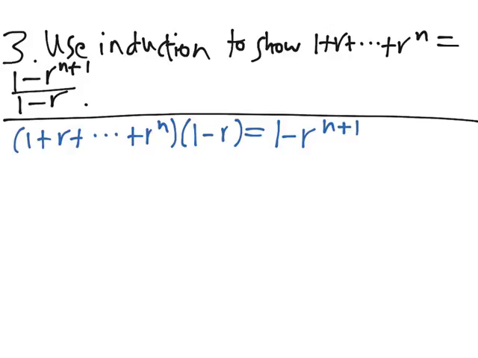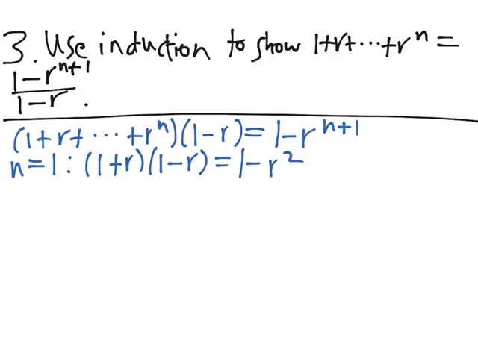To use induction to prove this, first we show the base case. So what if n is equal to 1? In the case that n equals 1, this statement simply says 1 plus r times 1 minus r is equal to 1 minus r squared. If we actually calculate this out, then we get 1 plus r times 1 minus r, the r's will cancel, and we get 1 minus r squared as desired.